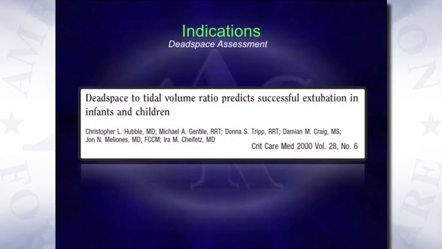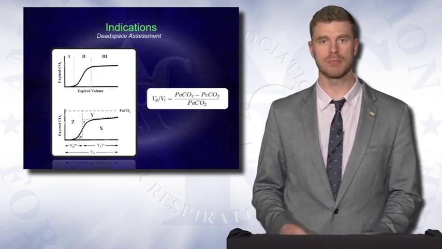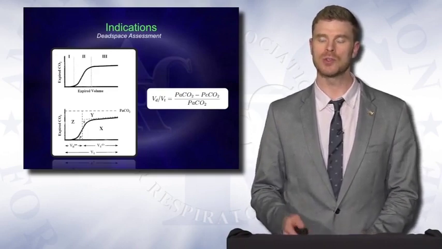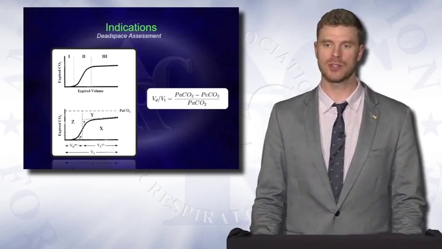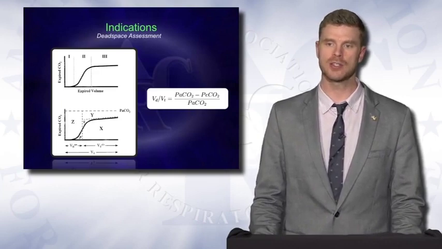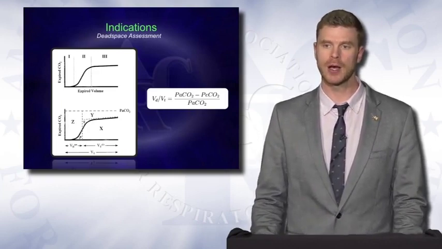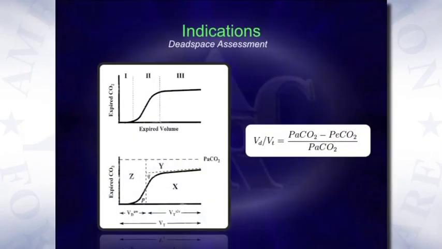So let's talk about dead space assessment. Dead space to tidal volume ratio predicts successful extubation in infants and children. This is some work that was done in a population of mechanically ventilated pediatric subjects. What we see here on the top left is phase 1, 2, and 3. You'll notice that on the y-axis is the expired CO2 concentration. I think it's easiest to think of this as a percentage. And on the x-axis, or the horizontal axis, we see the expired volume.